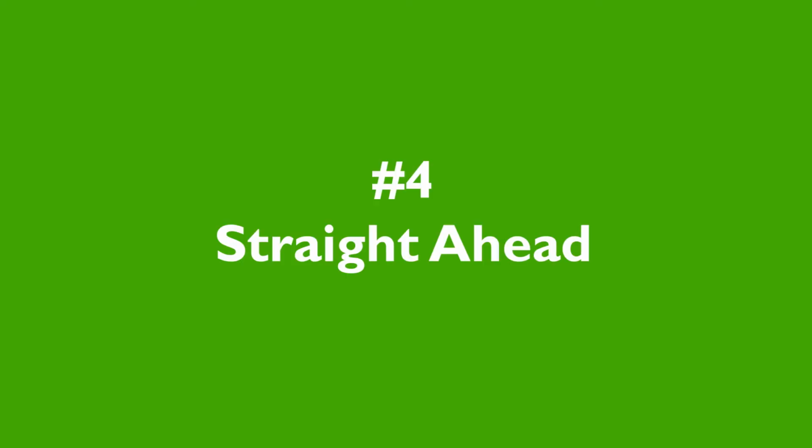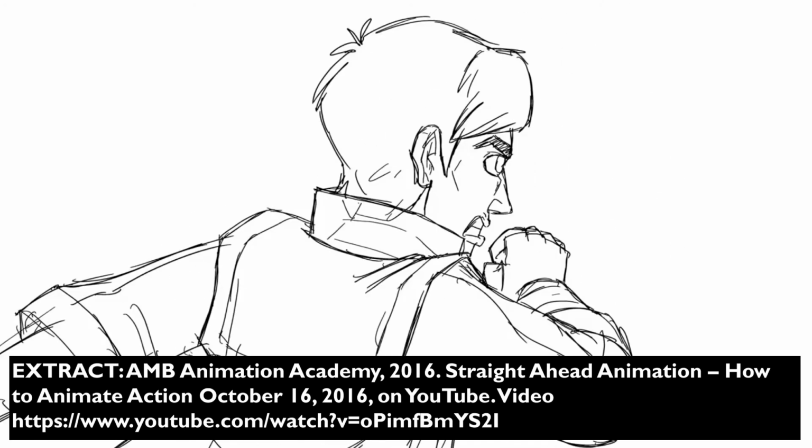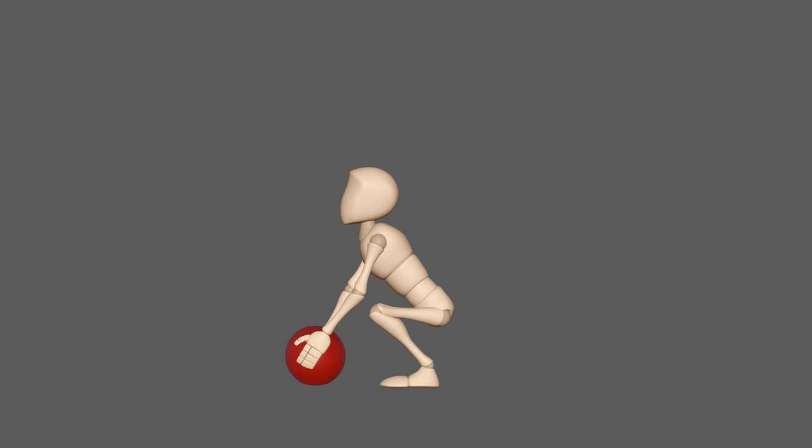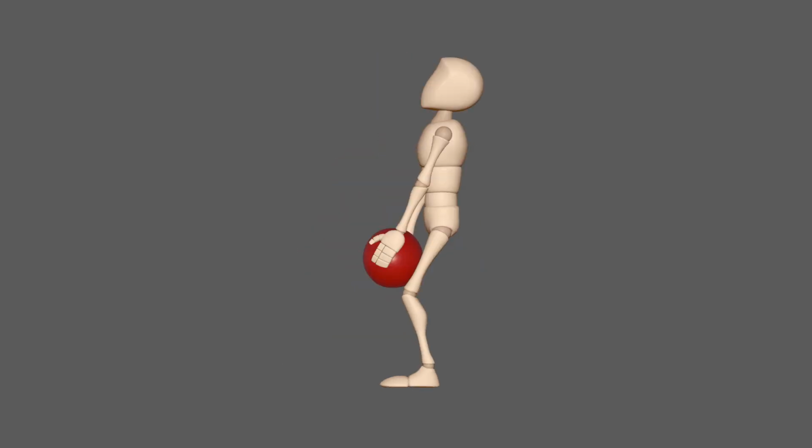There are two ways to handle animation: straight ahead, which involves drawing frame by frame from start to finish, or pose to pose, drawing the beginning and end frames with various breakdowns, in-betweens, and key poses.